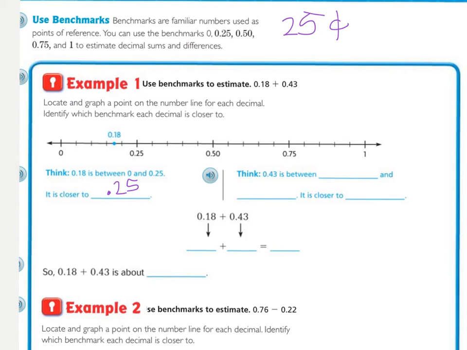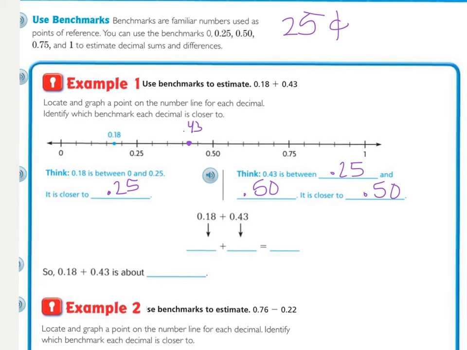Okay, so now let's think about 43 hundredths. Well, it's before 50 and after 25, so this would be 30 hundredths, 35 hundredths, 40 hundredths, 45 hundredths. So it's right between those two. That's where 43 hundredths is. So we're going to go between 25 hundredths and 50 hundredths. But which one is it closest to? We can visually see that it is closer to 50 hundredths.